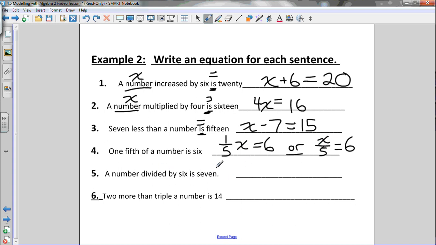Number 5, a number divided by 6 is 7. So I have a number. If I divide that number by 6, it tells me that result is 7.